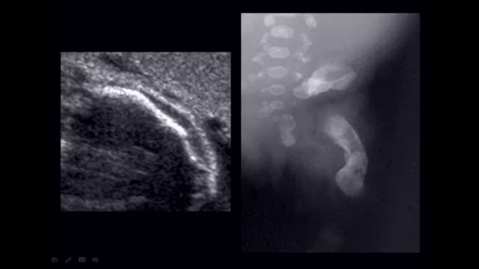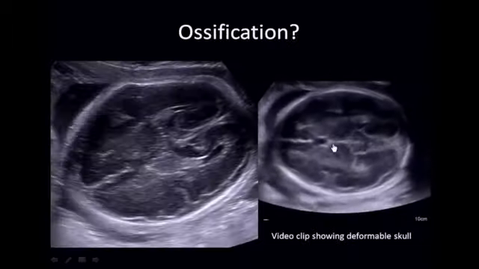Here's another example. This is a femur, and far different than the usual nice straight femoral bone that we see. This is bent and irregular and angulated. And here's a neonatal radiograph, again showing a fracture and angulation of the femur, and also decreased mineralization.